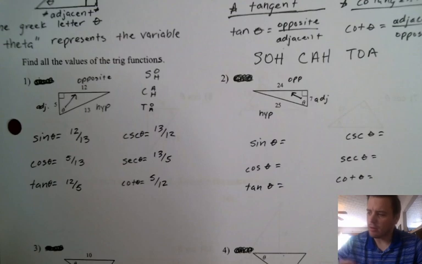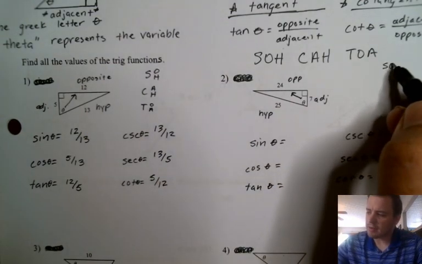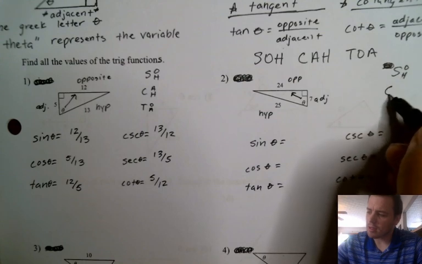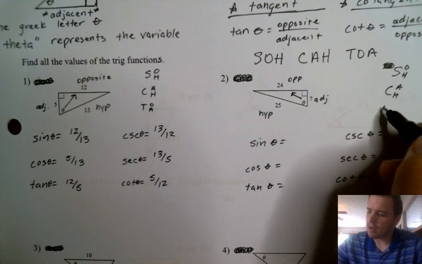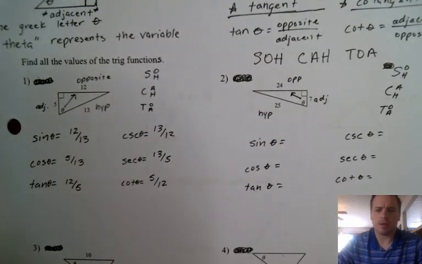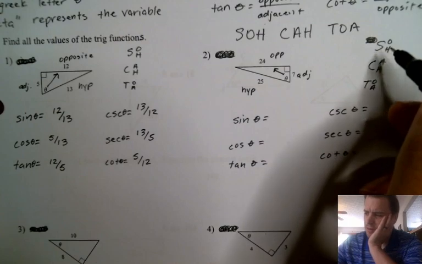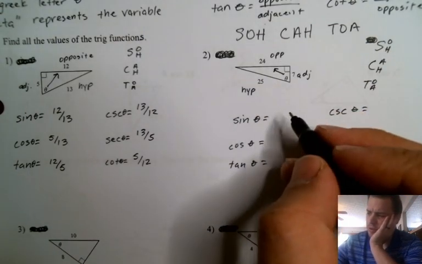All right, so here we go. Same thing. And I'm doing this just so we get experience with it. Sohcahtoa. Sine, opposite over hypotenuse.